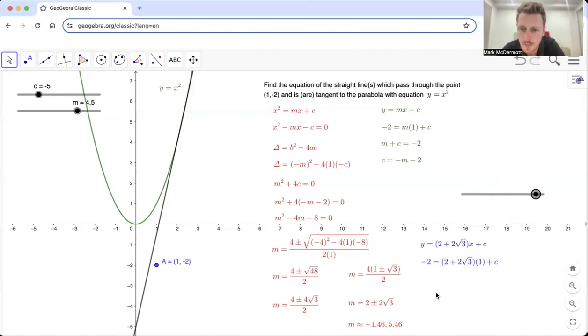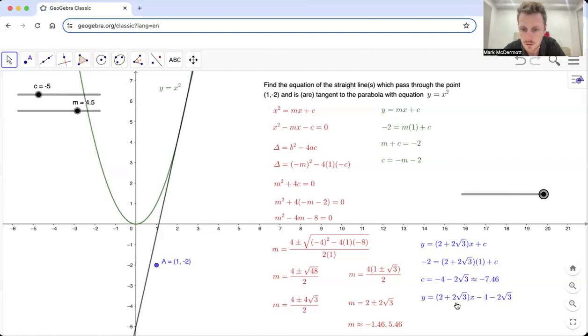And then we also know that it has to go through the point 1, negative 2. So when y is negative 2, x is 1. So we get negative 2 equals 2 plus 2 root 3 times 1 plus c. Solving for c, so just rearranging that for c, take away 2 and then take away 2 root 3. We get minus 4 minus 2 root 3, which is approximately negative 7.46. Okay, now what a mouthful. So this is our final answer.